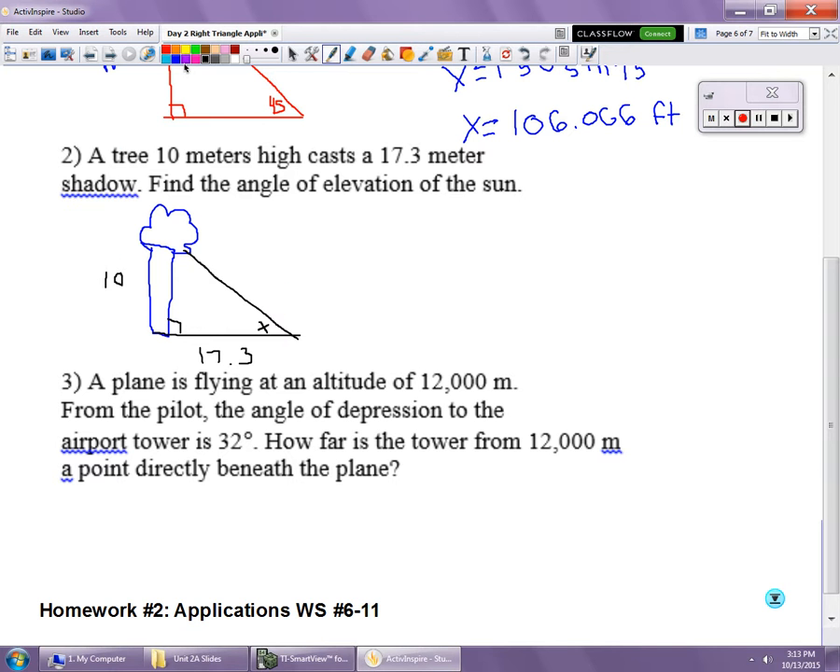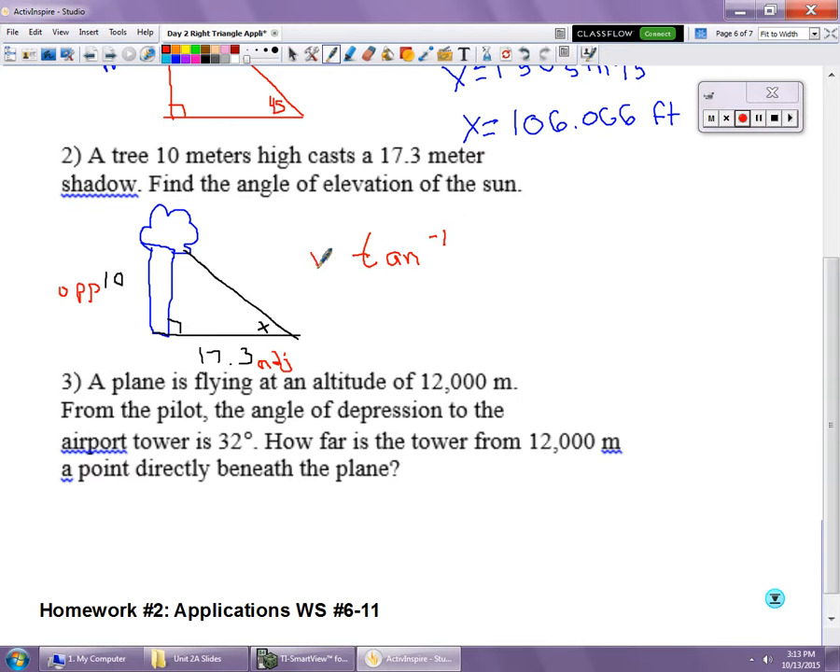So again, you have to figure out which trig ratio you're going to be using for the problem. You are given 10, which is opposite. You are given 17.3, which is adjacent. And again, if we have opposite and adjacent, we are solving with tan. Now, we are solving for an angle. So remember, when we solve for angles, we are using tan inverse.